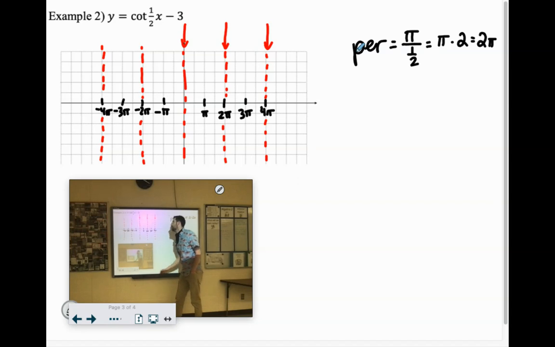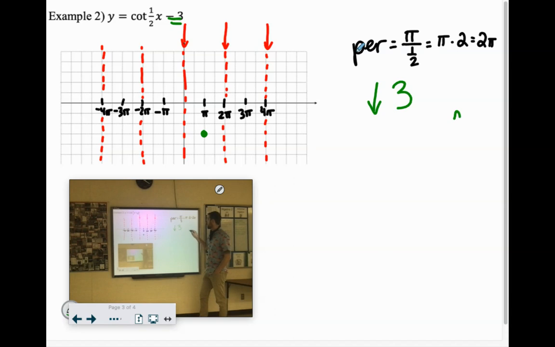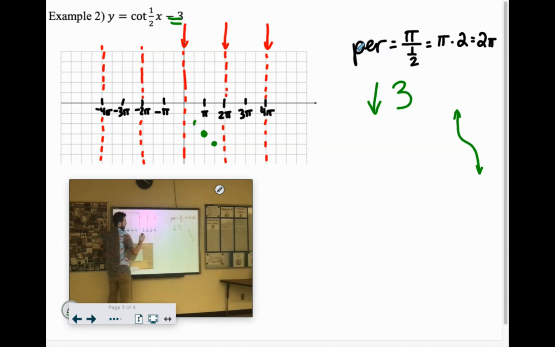The other transformation deals with that -3. So remember, that shifts everything in our graph down 3. So when we're finding the center, like at pi, we're going to shift it down 3 units, and this will be our center. Keep remembering, cotangent typically goes down and to the right. So we're going to go down 1, right 1. We're going to go up 1, left 1.